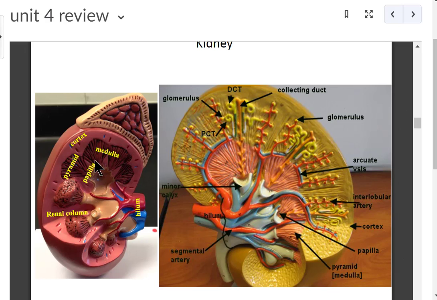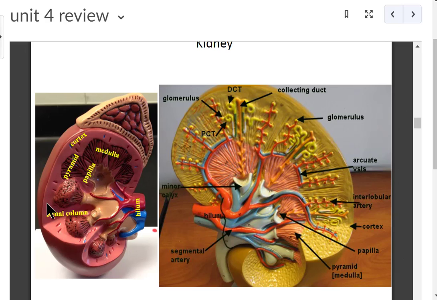Then we have the pyramids, which are these triangular structures with the base. This is the base of the pyramid towards the cortex. And the apex are these little pointed areas up here, which is called the papilla of the pyramid. So this part here is the papilla of the pyramid.